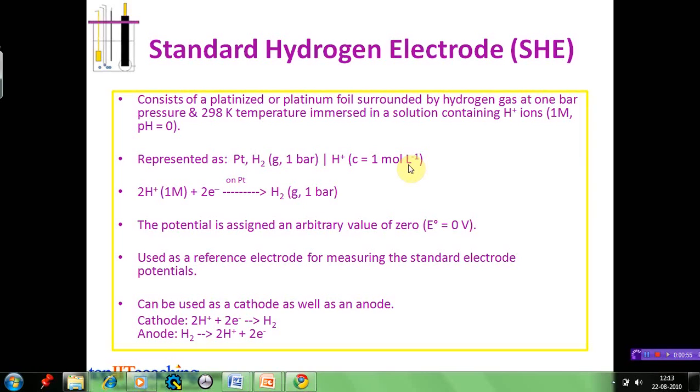This electrode is used as a standard electrode for measuring the standard electrode potentials for other substances. It is assigned an arbitrary value of 0.